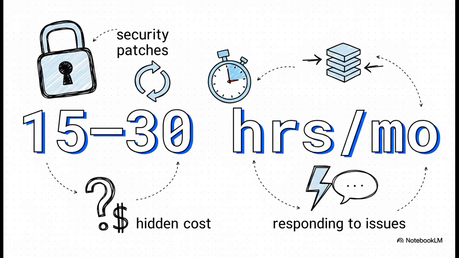Okay, but here's the catch, and it's a big one. The hidden cost of all that control is your time. We're talking 15 to 30 hours a month, and let's be clear, that's not time spent building cool new features. Nope, that's just keeping the lights on, doing security patches, managing updates, checking backups, freaking out when something breaks. That time adds up, and it adds up fast.